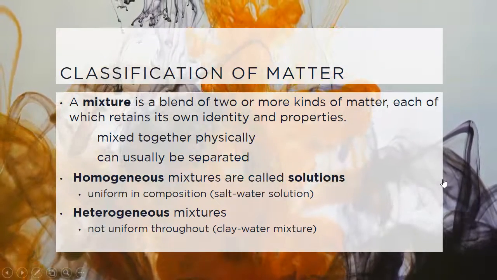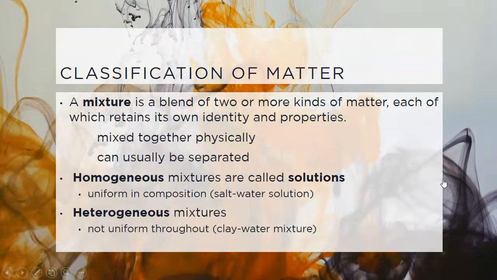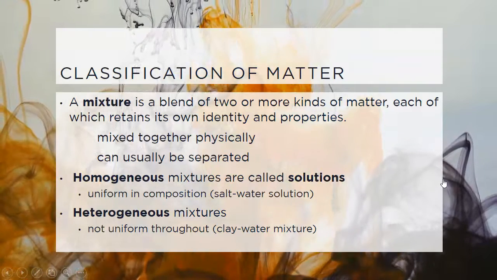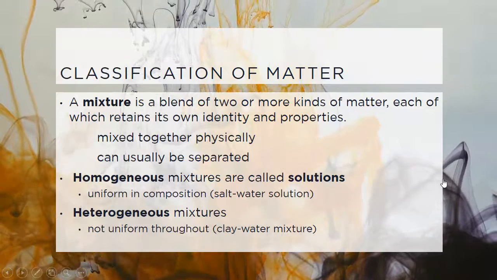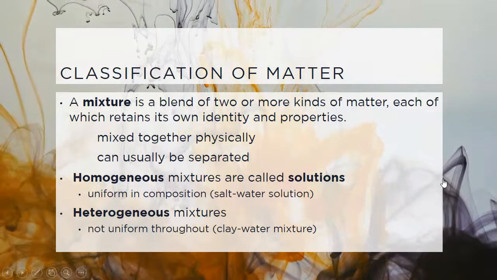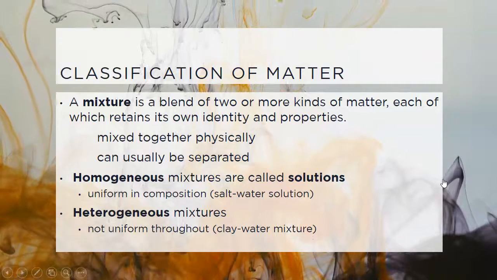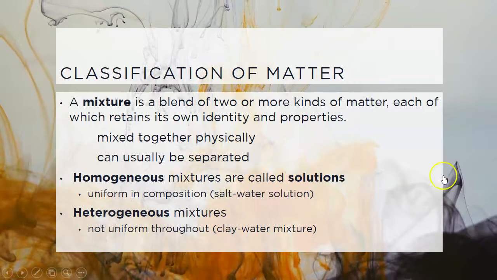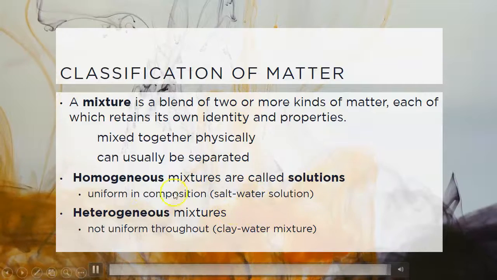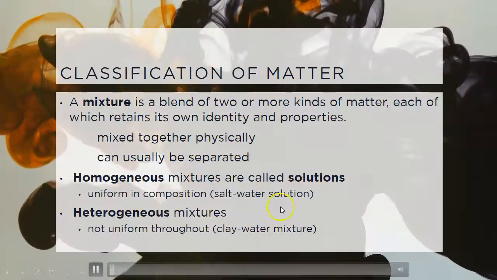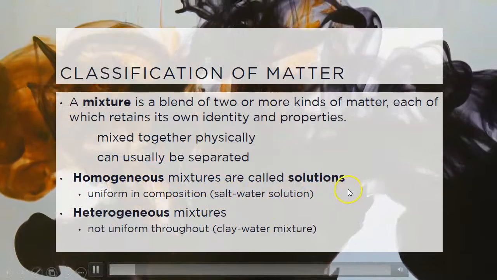On the other hand, sodium is a very reactive metal, and chlorine is a toxic gas. When I put those two things together, they're completely different. They turn into something brand new, they turn into sodium chloride, which is table salt. But if I mix salt and water, then we have a mixture. And if I mix the salt and water well, it's going to be homogeneous, and we call that a solution.